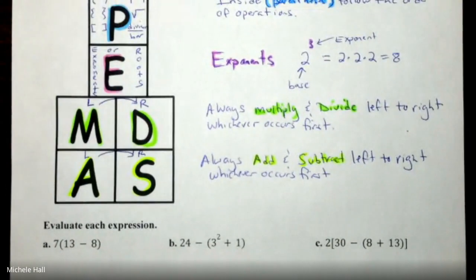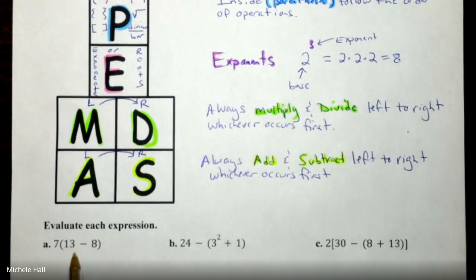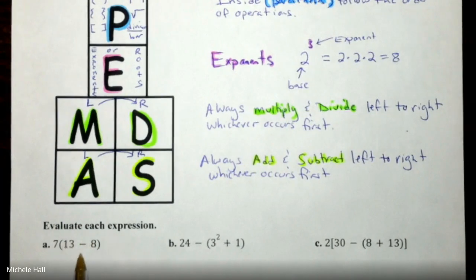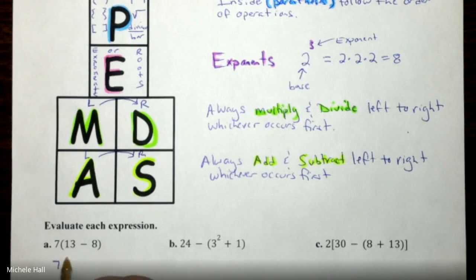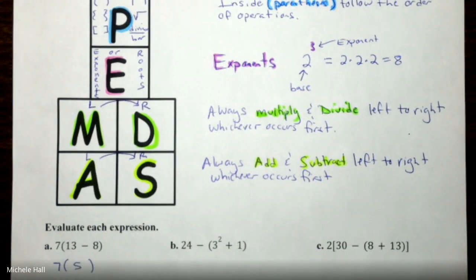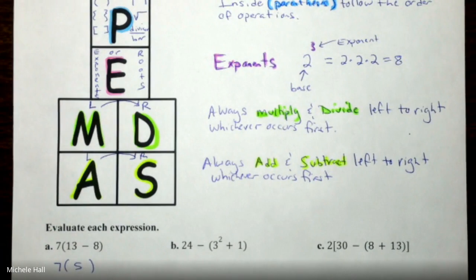Example A, are there any parentheses? Yes. So I'm going to start inside this parenthesis, and I'm going to simplify down to a single number. I have 7 times whatever is in the parentheses. 13 minus 8 would be 5. And 7 times 5 is 35.